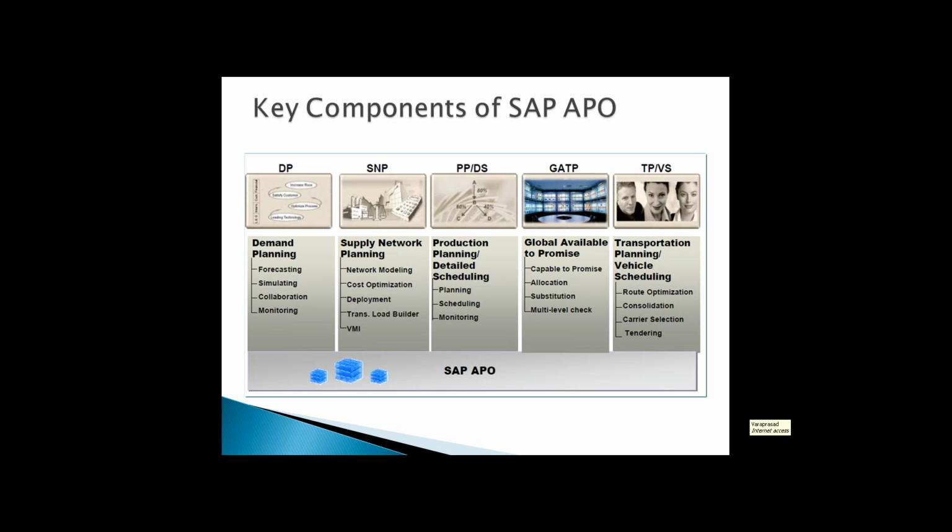So instead of one location, we consider all the geographical locations for that product, take the stocks of all the locations, and commit a date. That is GATP. So we are promising to make it available. The main features are capable to promise, which is how much you are capable to promise, and allocation, where you can allocate some quantity to different requirements, and substitution. There are two types of substitution available in GATP: location substitution and product substitution.